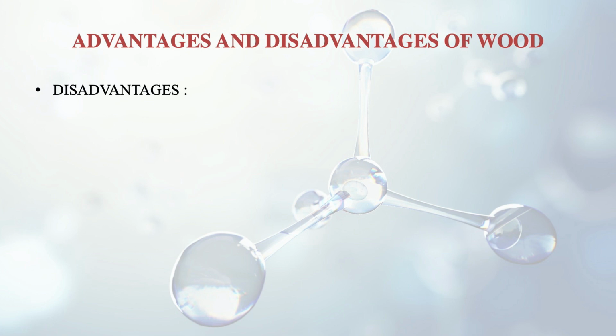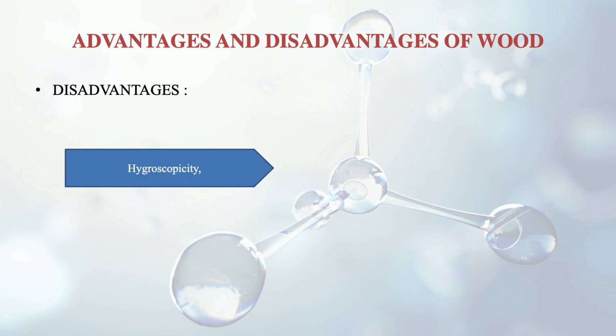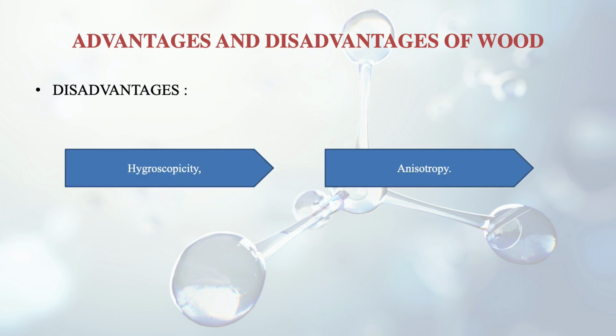So coming to the disadvantages of wood, it has hygroscopicity and anisotropy. Like discussed earlier, it absorbs water, so it weakens if it absorbs water, so it's a disadvantage. Then anisotropy, I discussed earlier also that in one direction it may have very good properties, in the other direction it may not have.